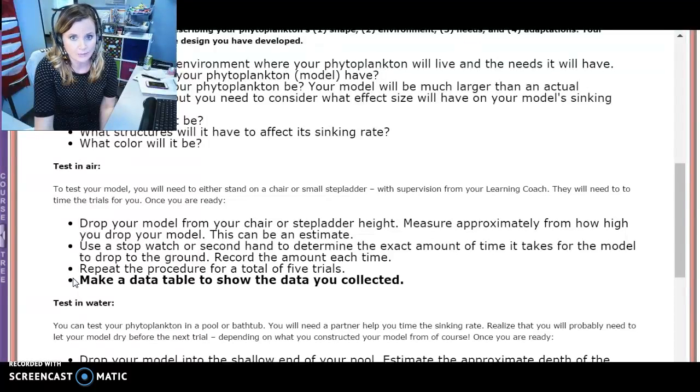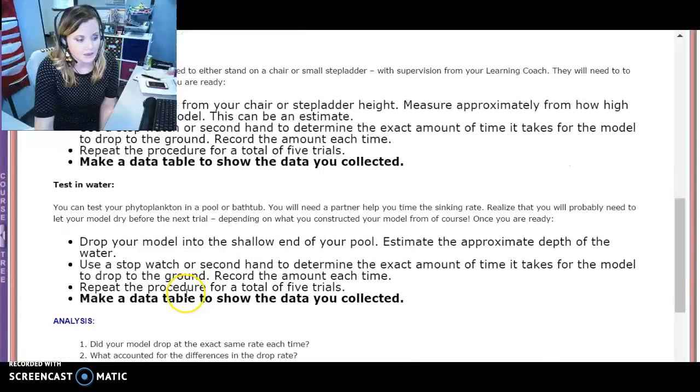Use a stopwatch or a second hand of a clock to determine how long it takes the model to drop to the ground. It is helpful to have a partner for this so that somebody can actually observe it dropping and hitting the ground while you're dropping it. Okay? Make a data table to show that data.